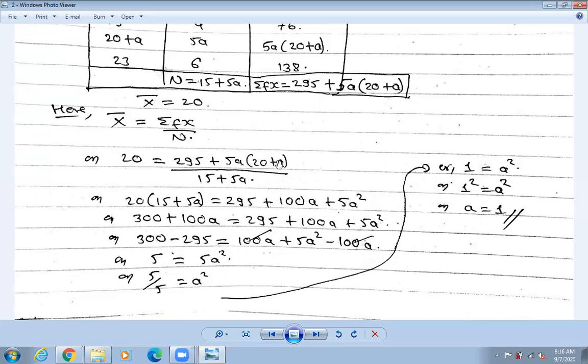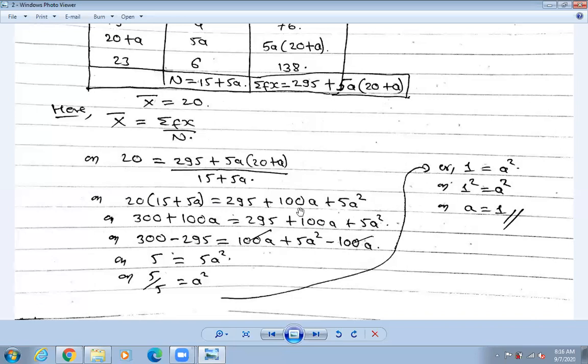Now after that there is nothing to multiply over here. So here is also 100a, here is also 100a, that is going to be cancelled. So let us keep the numbers together. So 300, and 295 goes this side, plus becomes minus. So 100a we send to this side.